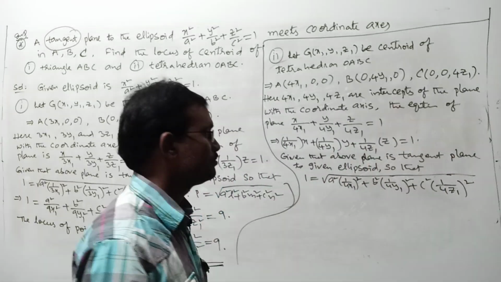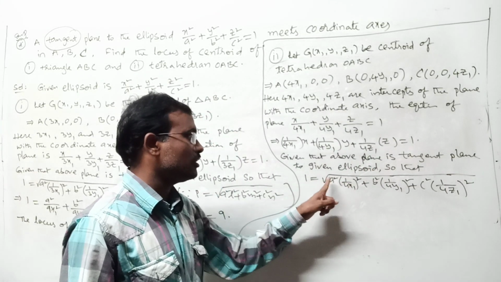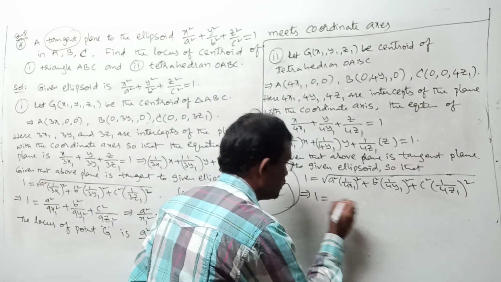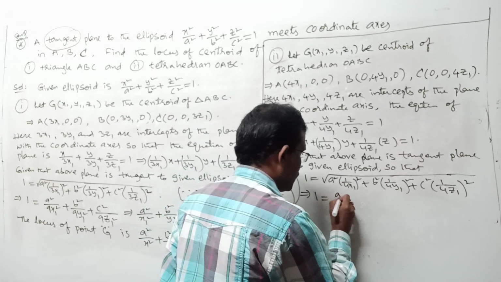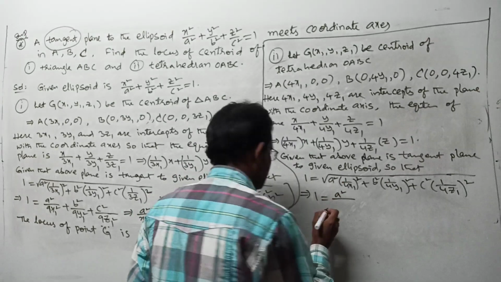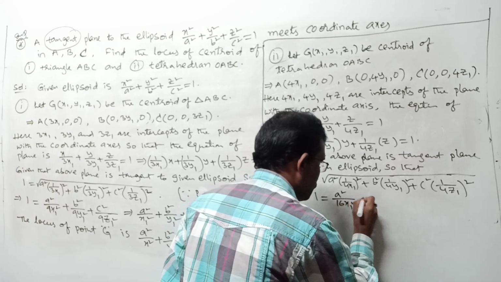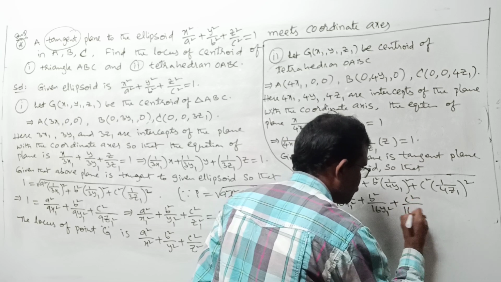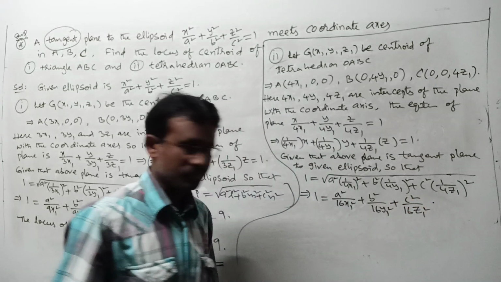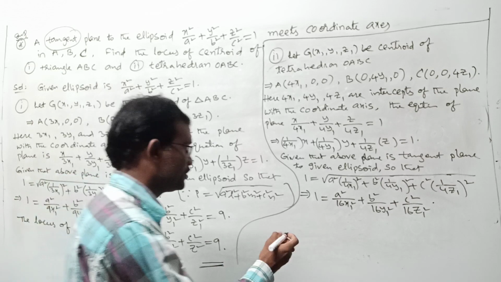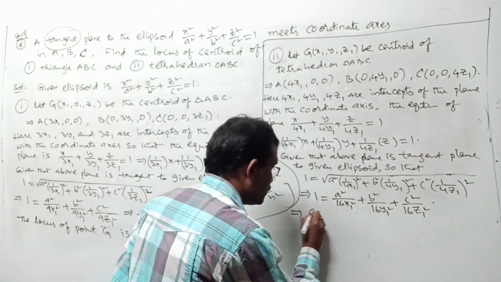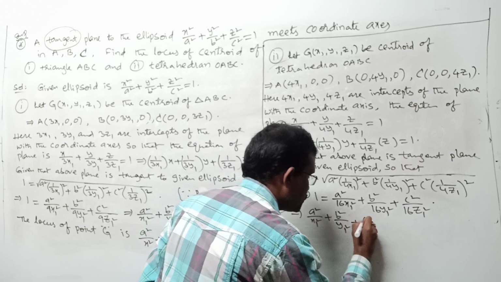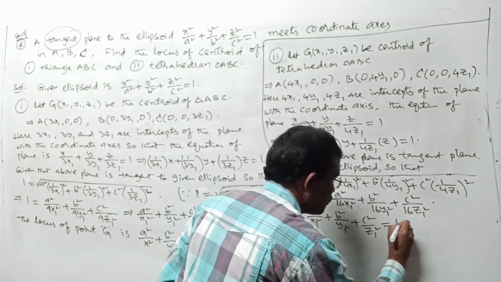Any problem is there? In the next step, take the square on both sides to remove the root, and this internal simplification also you can do. 1² is 1, equal to a²/16 x1² plus b²/16 y1² plus c²/16 z1². Otherwise, you can write this as a²/x1² + b²/y1² + c²/z1² = 16.